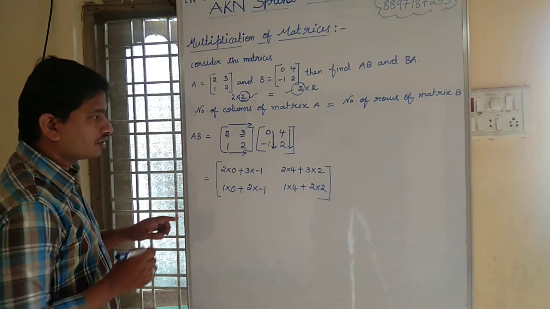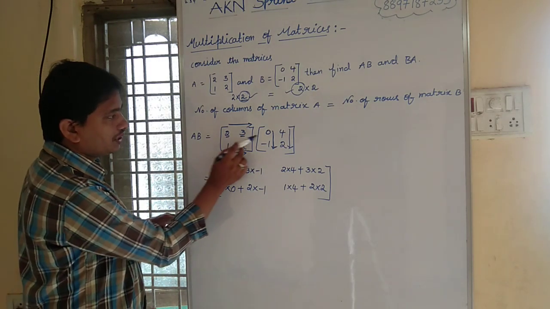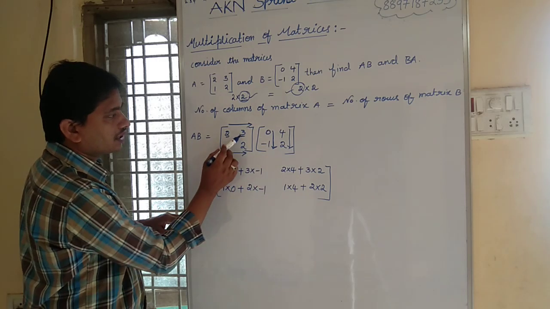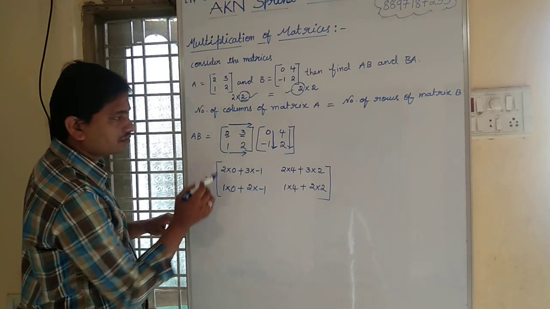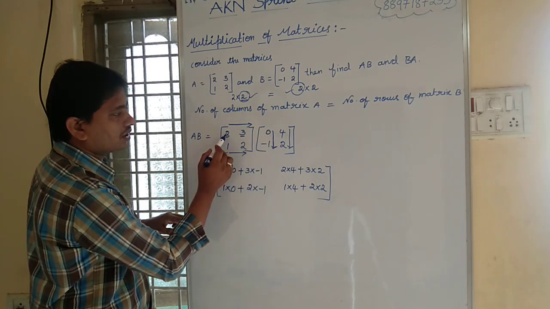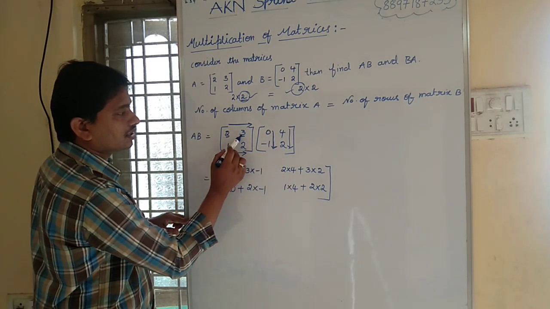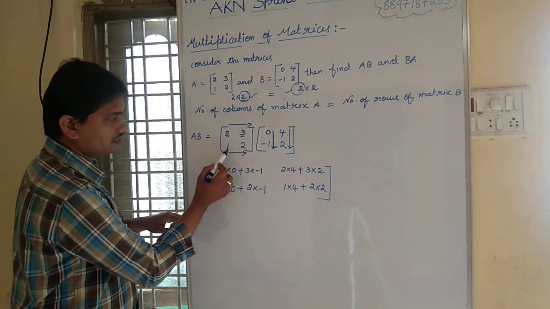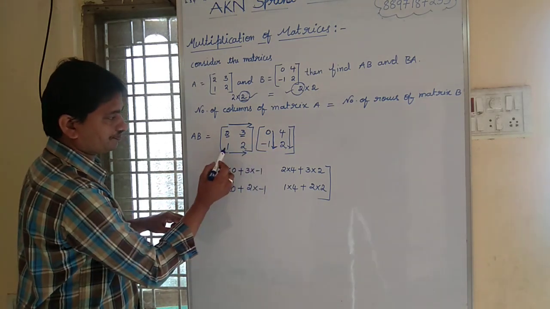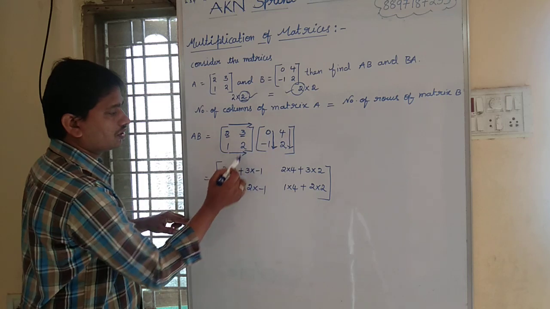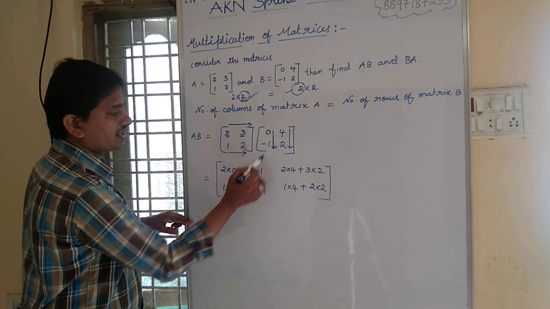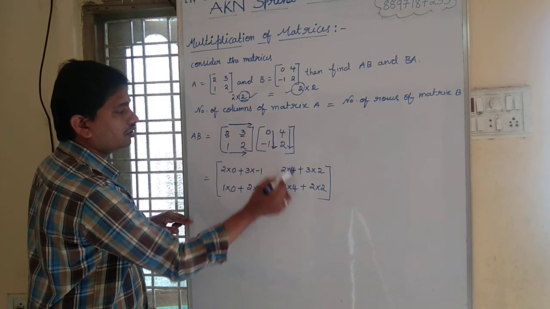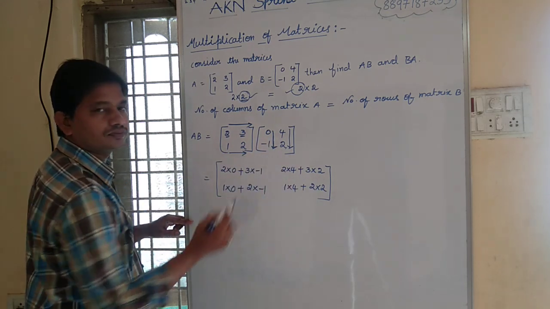Okay, children? Once again, first row, first column: 2 into 0 plus 3 into minus 1. Again, first row, second column: 2 into 4 plus 3 into 2. First row over. Now, second row, first column: 1 into 0 plus 2 into minus 1. Again, second row, second column: 1 into 4 plus 2 into 2.